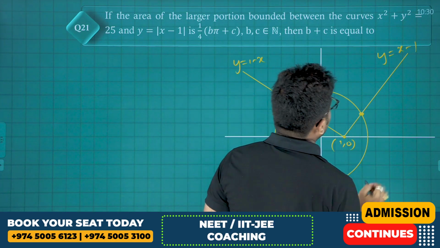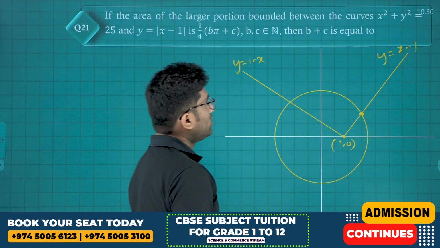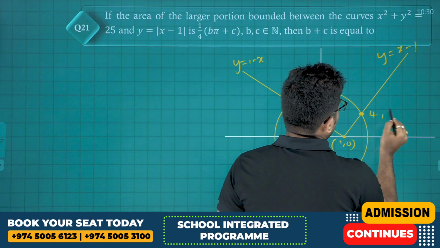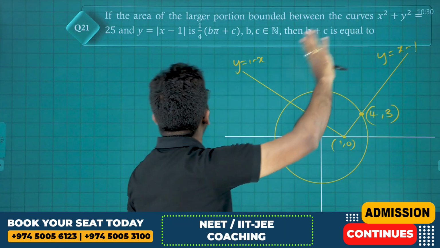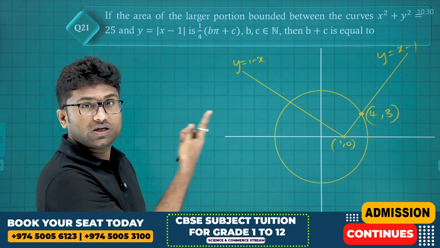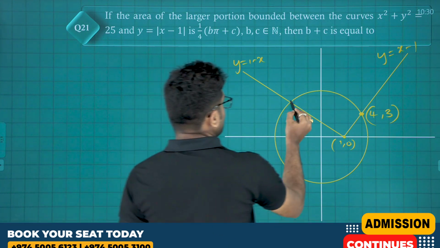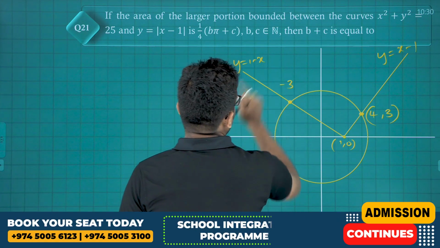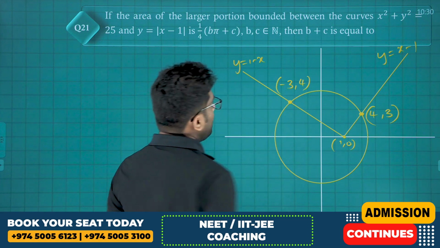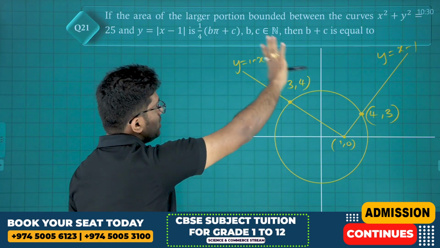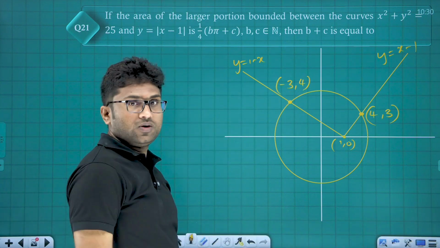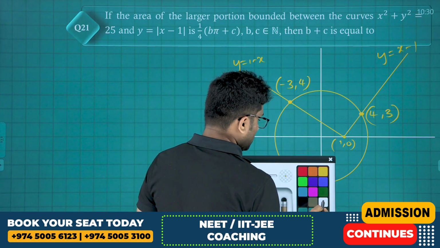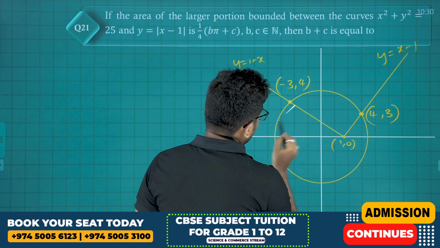So clearly, the points of intersection of these two: (4, 3) will be a point, because 4 square plus 3 square is 25, and 4 comma 3 lies on this line. Next, x negative: x should be 1 minus 3, so (minus 3, 4) will be another point, since 1 plus 3 is 4. Okay. Now the area of the larger portion. Larger portion means this portion. They are just interested in this portion, friends.